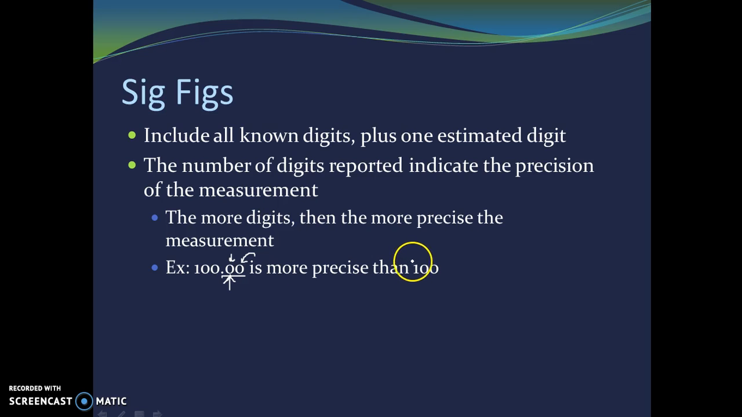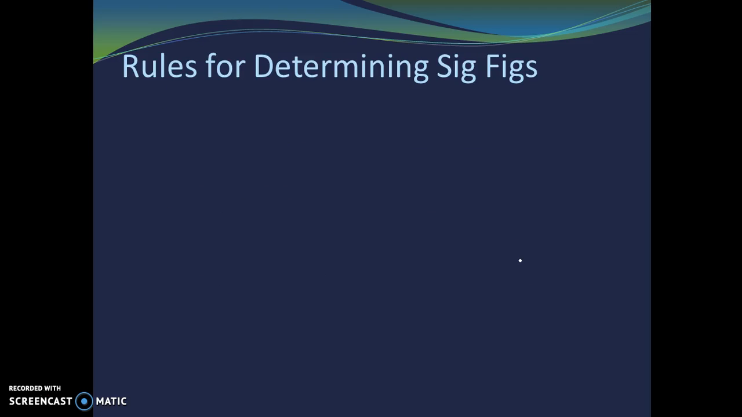This value down here, our last significant digit, is falling in the hundreds place. So that means that this is the estimated digit. So it could be 110, it could be 99. We're not really sure what's actually there. This one, we definitely know that it is 100. This one, it's going to be somewhere close to 100. So 100.00 is more precise than just 100. The more digits you have, the more precise your measurement.